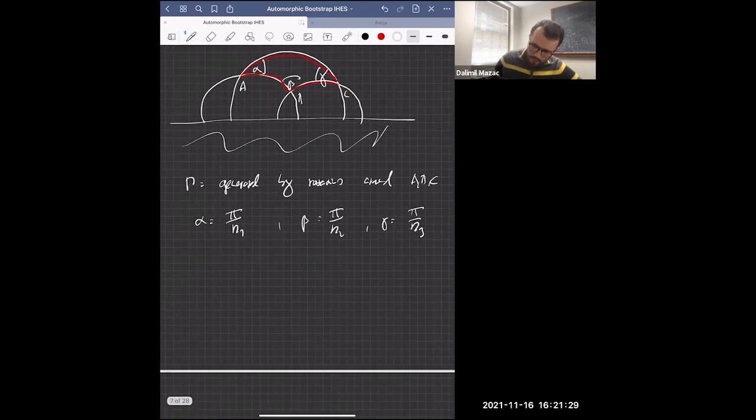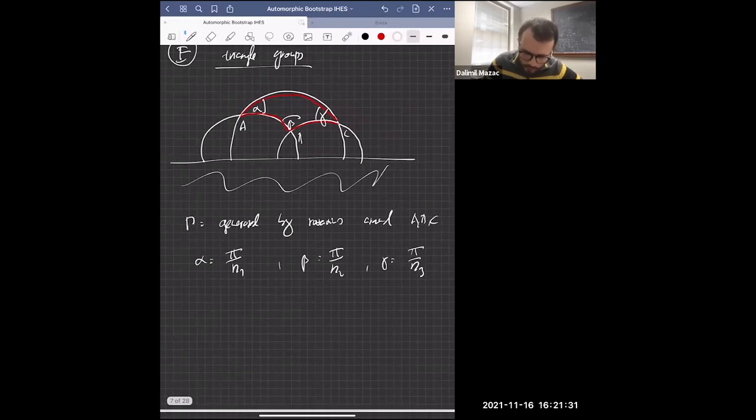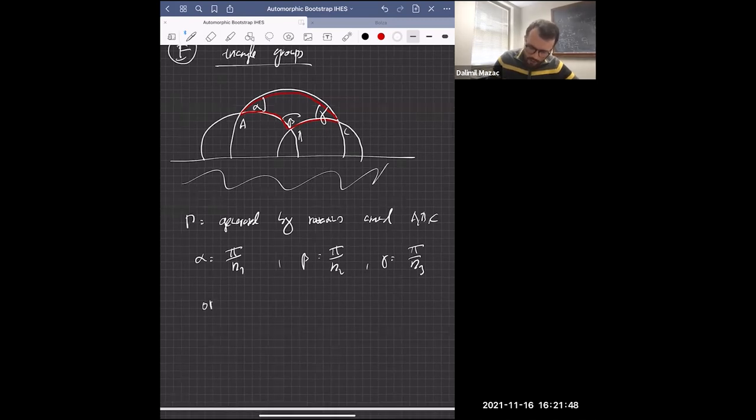Okay. And what is the surface? Well, the fundamental domain for gamma is two copies of this triangle. So you sort of need to reflect this triangle once, and then you glue the triangles together along the edges, and the vertices A, B, and C become orbifold points of degree, or of order, n1, n2, and n3.